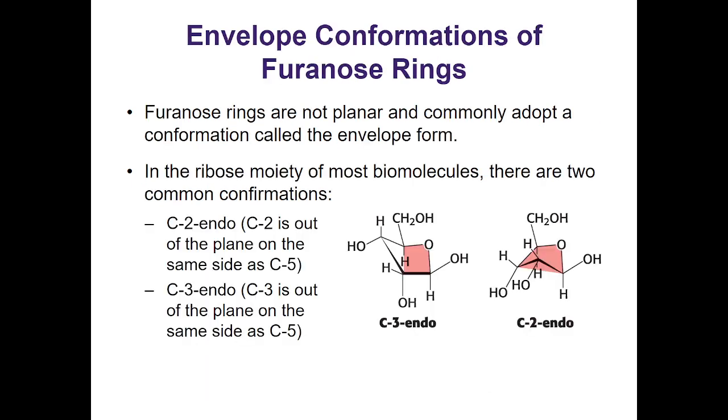Okay, so the envelope conformations. Envelope is a structure that you see in the 5-membered rings. So the furanose rings are not going to be planar again. They're going to commonly adopt a conformation called your envelope form. In the ribose moiety of most biomolecules, there are 2 common conformations, and those are those different endo positions. So we have the C2 endo, which is this one right here. And so the C2 position here is going to be out of your plane, this being the plane right here. Everybody see that okay? The C3 endo, excuse me.